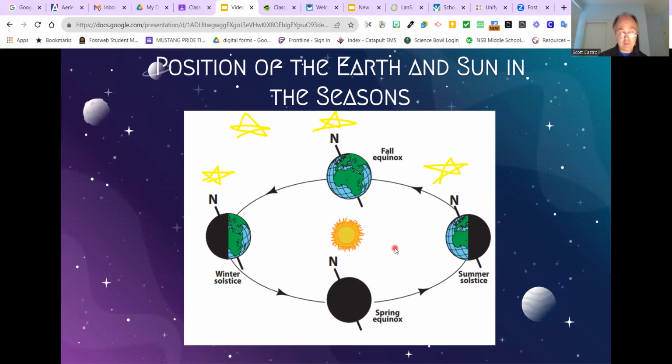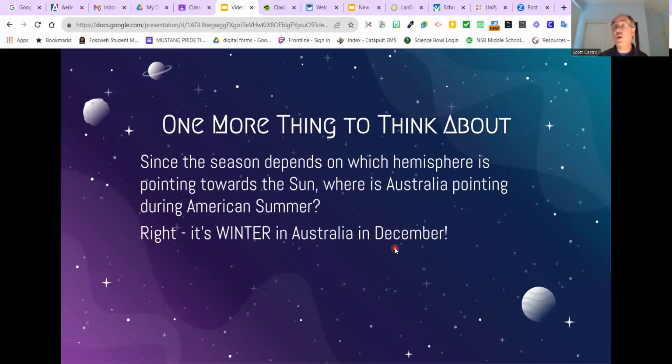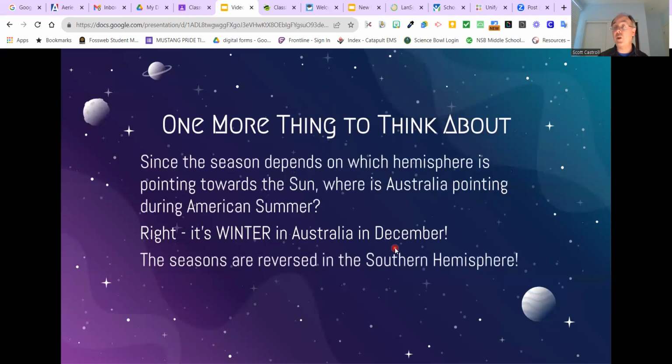One more thing to think about. Since the season depends on which hemisphere is pointing towards the sun, where is Australia pointing during American summer? Think about it for a second. Write it down. You should have figured out that when it's summer here, it's winter in Australia and vice versa. When it's winter here, it's summer in Australia. The seasons are reversed in the southern hemisphere.